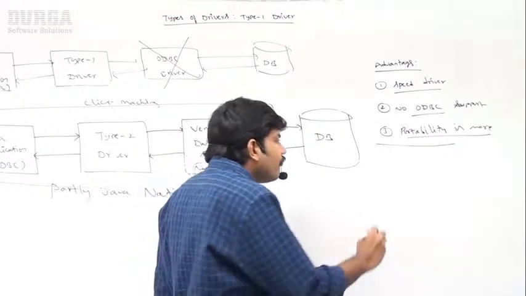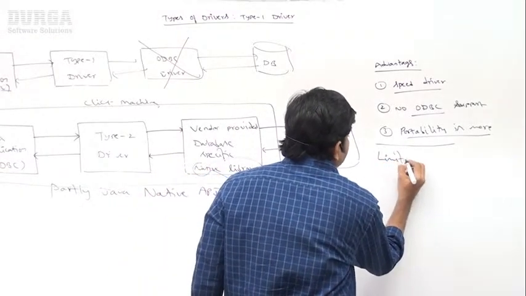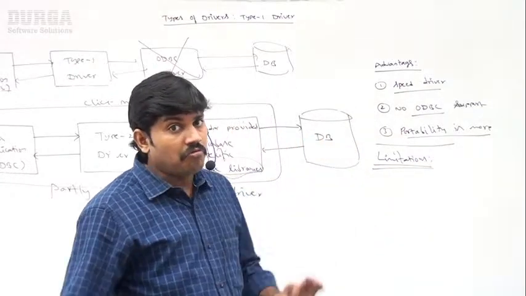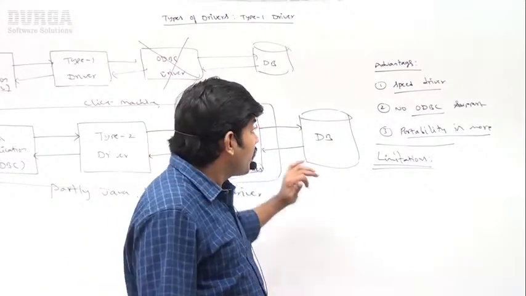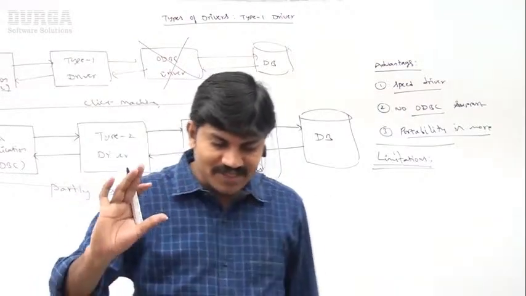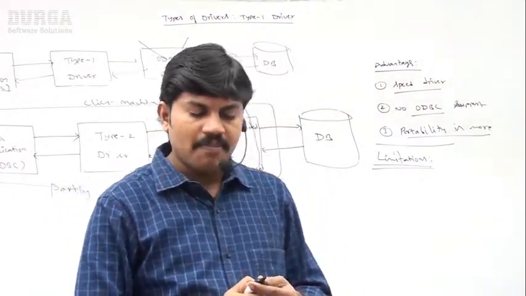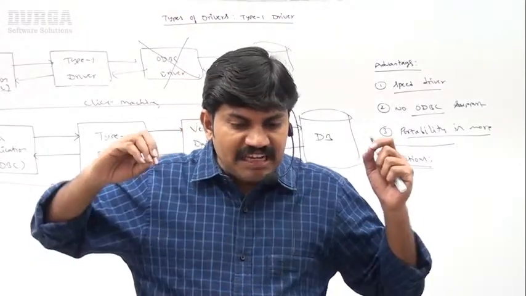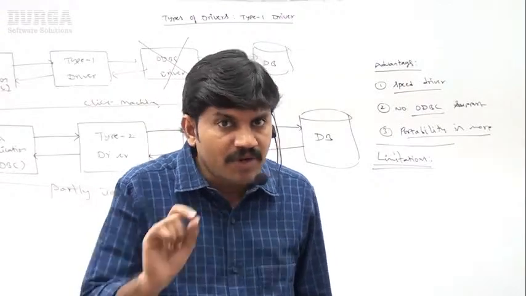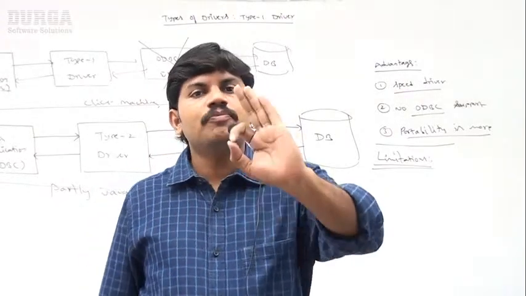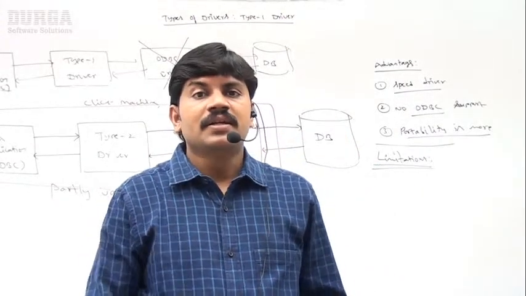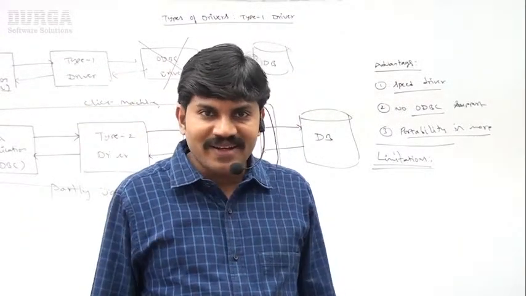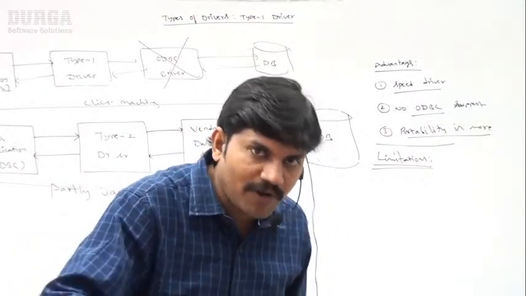Sir, what are the various limitations? Two worst limitations are there for the type 2 driver. Listen carefully. Among all 4 drivers, there is one biggest drawback for the type 2 driver. What is that drawback? The type 2 driver is a database dependent driver, and a platform dependent driver also.